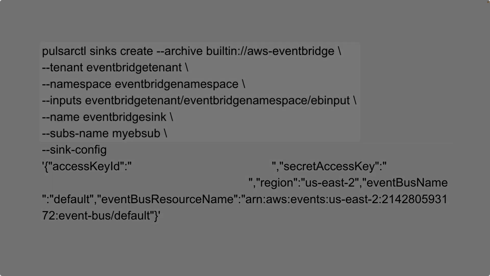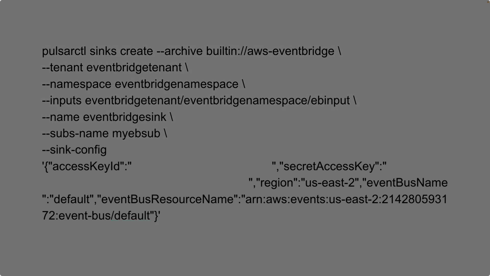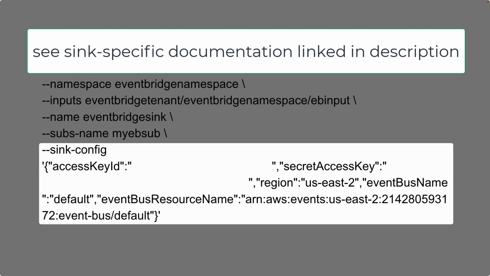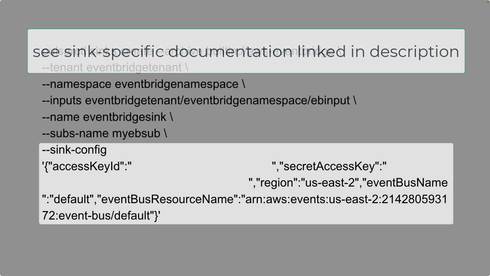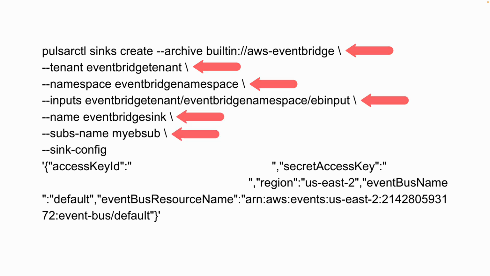If you need more information on the flags directly after sinks create, you can always execute pulsarctl sinks create --help for more information. And if you ever need more information on the options that are within sink config, I've included a link to the documentation specifically for AWS EventBridge. For those immediately after sinks create, this is going to tell pulsarctl which sink to create, what tenant and namespace to place it in, and the input topic as well as the name and subscription name.